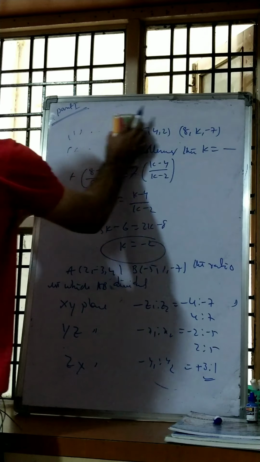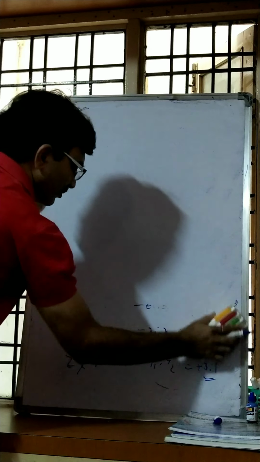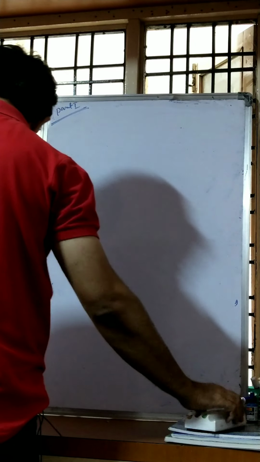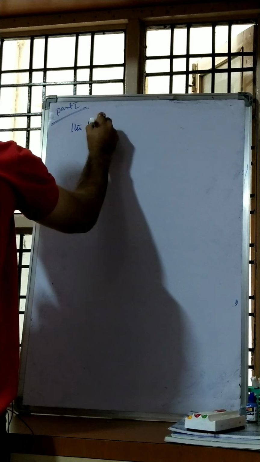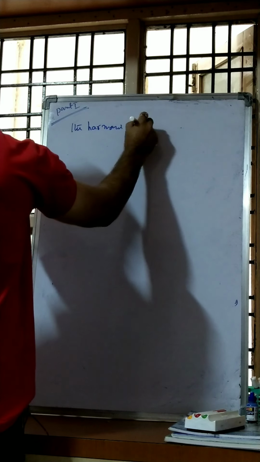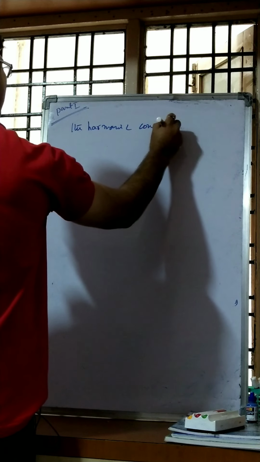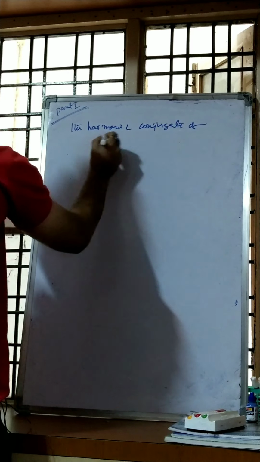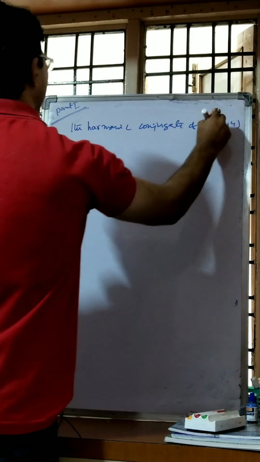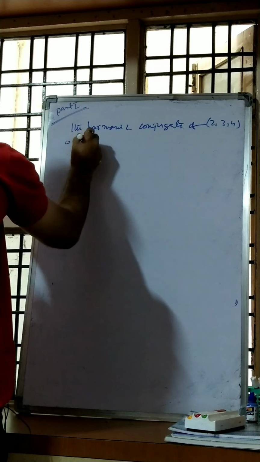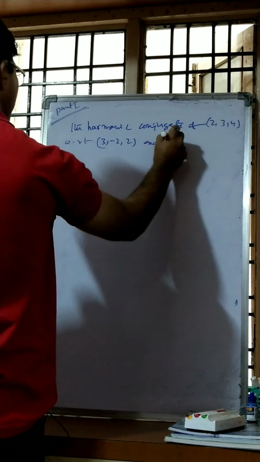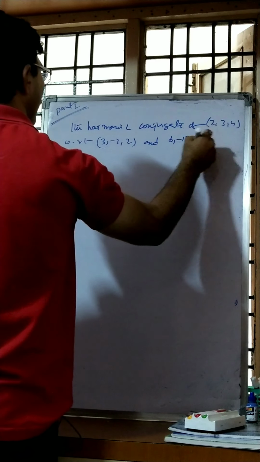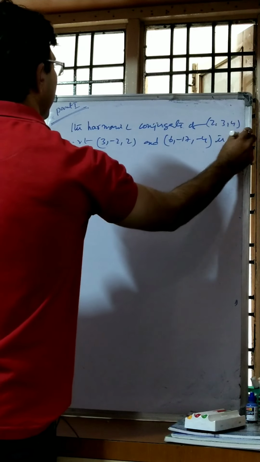One more problem, you see. Now we'll move on to the next one. Suppose if he has given a question like this: the harmonic conjugate of 2, 3, 4 with respect to 3, minus 2, 2 and 6, minus 17, minus 4 is dash.